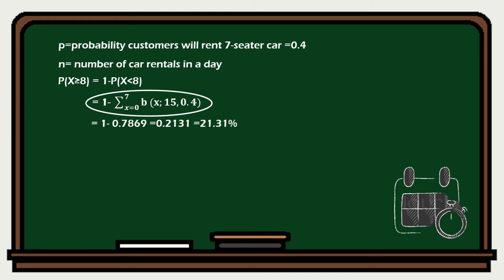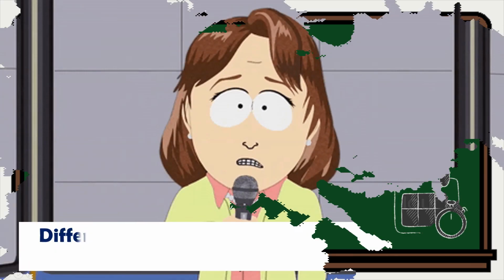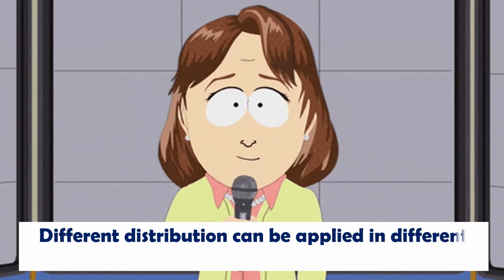This number is statistically significant and indicates the percentage of losing our business. So if we increase the number of 7-seater cars to 9, the chance of losing business will greatly reduce. The method of calculation is performed the same as the previous one, but in this case we will only result in 3.38%. Different distributions can be applied in different situations.